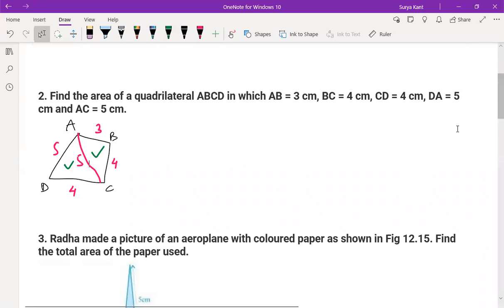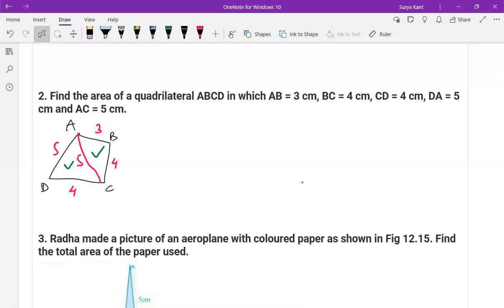Sir, can we do it directly, not doing separate areas? Okay, how will you do it? Which formula will you use? Heron's formula is only for triangles. Any other method you know? See, if proper coordinates are there, how base into height you can do. Base is 4. Height, if you know, you can do that. Okay. Base into height is for quadrilaterals.